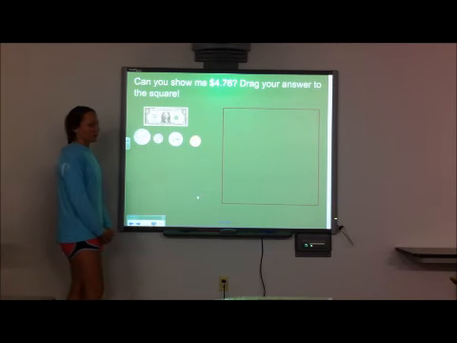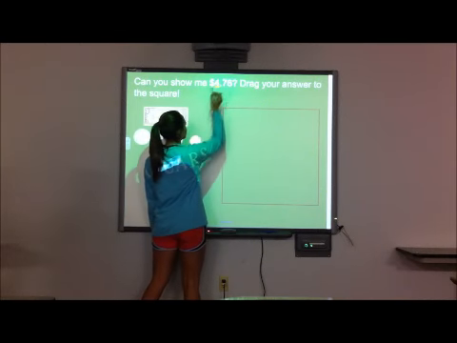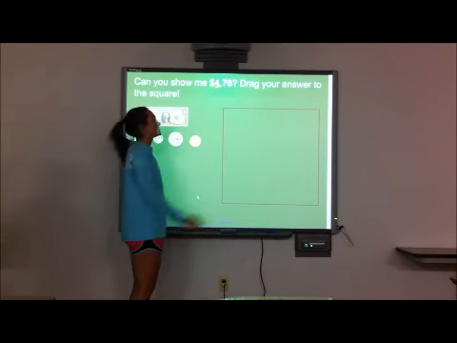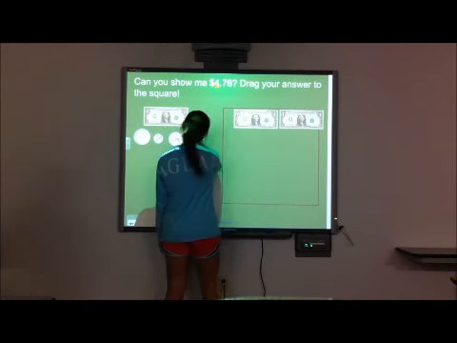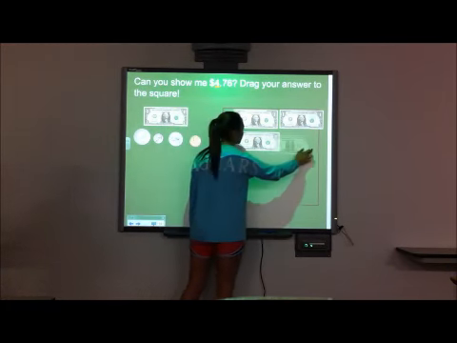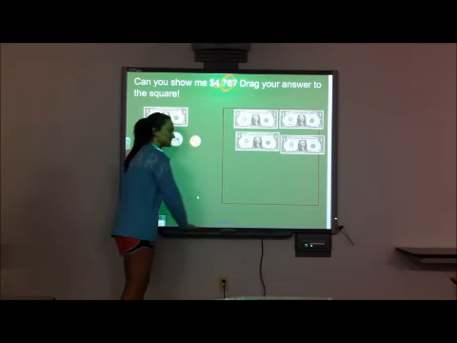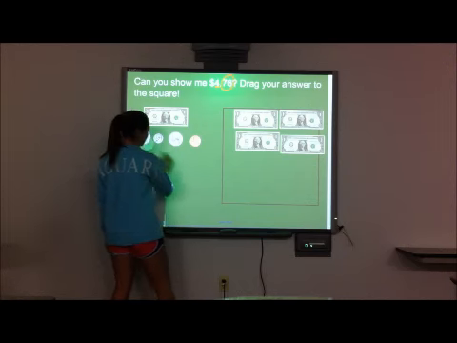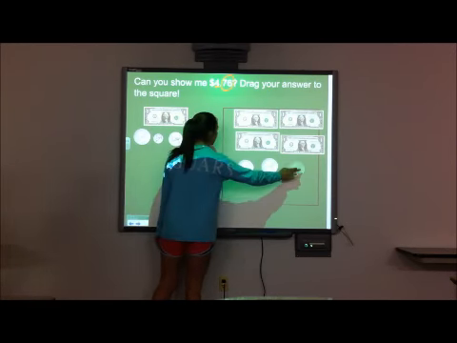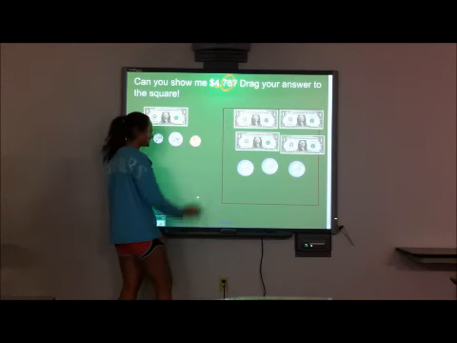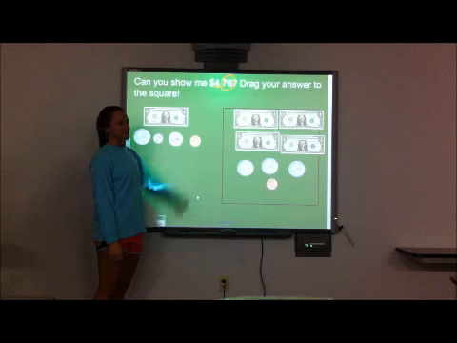Now we're going to show $4.76. We look in front of the decimal and we see there is a whole number, so we have to use dollars. We need 4. $4. And now we're looking for cent, 76 cents. So we have 25, 50, 75. That's still not enough. We need 76. So we're going to use 1 penny. We have $4.76.